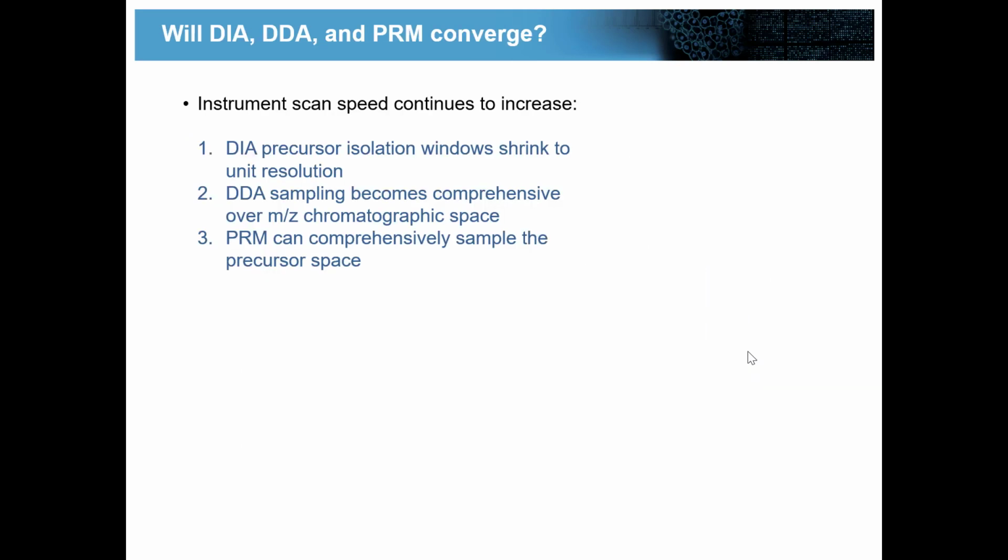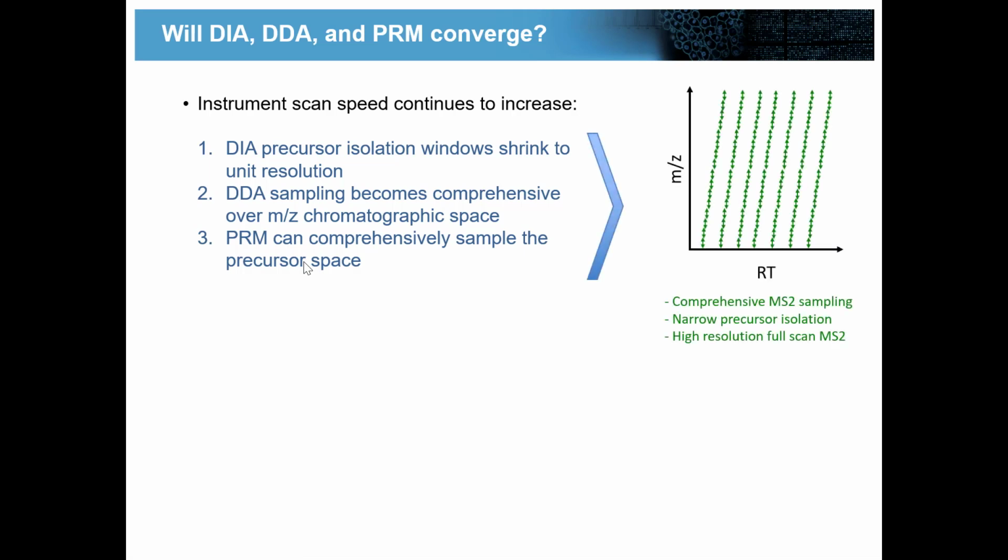And then this is the question that somebody asked already. Will DIA and DDA and also PRM eventually converge? You can imagine a situation where we do DIA, but the precursor isolation windows eventually shrink to unit resolution, or this is equivalent to DDA sampling becoming sufficiently fast that you can just cover everything, which is also equivalent to having PRM that's fast enough to comprehensively sample the entire precursor space. Then you would have some kind of super method that is continuous in every dimension with narrow precursor isolation windows and high resolution full scan MS2, and hopefully this will be a reality soon. But then the question will be how to analyze the data.